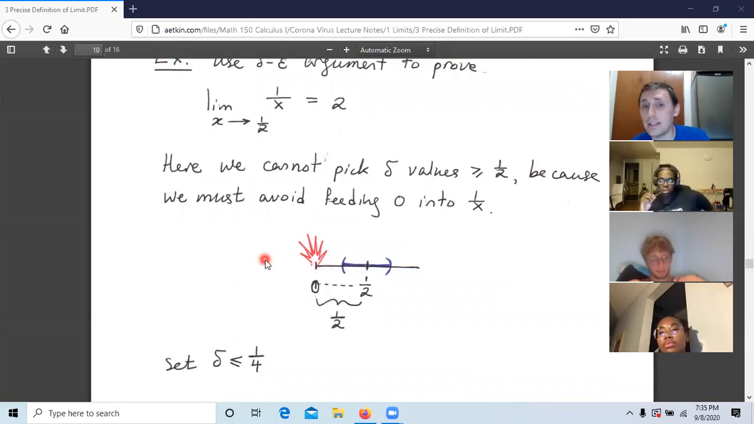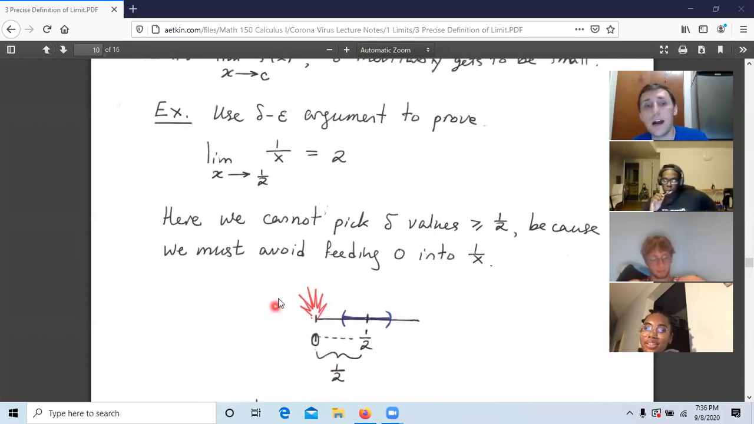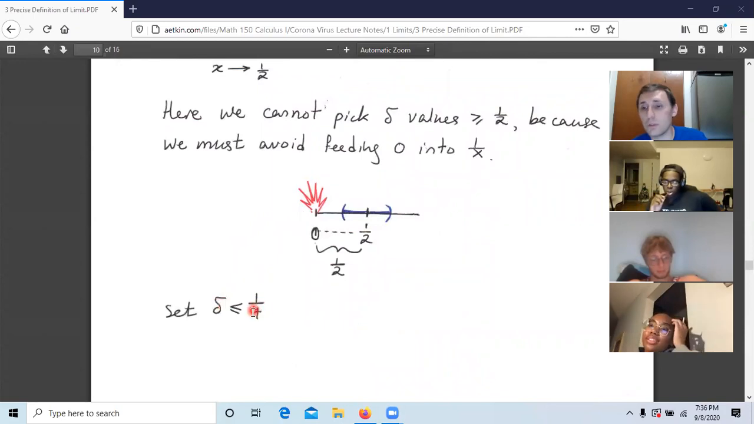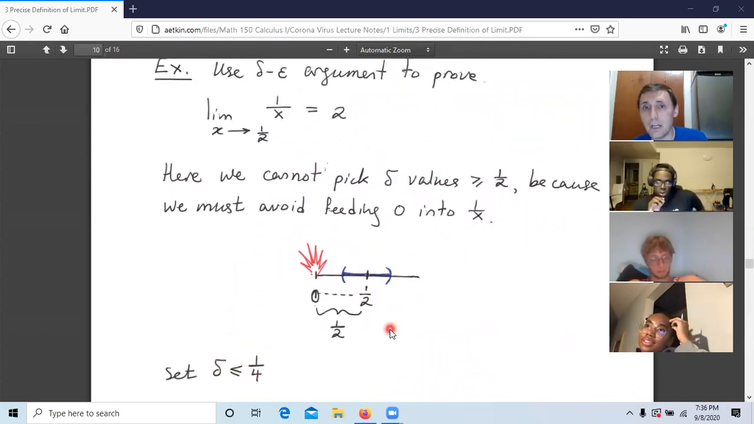I cannot take delta equal to 1, or even delta equal to 1/2 is bad because I will have this terrible point here. Make sense? So my delta should be, maybe I can select delta less than 1/4. So for this, I'm going to work with deltas that are 1/4 or less. Are you with me, guys?